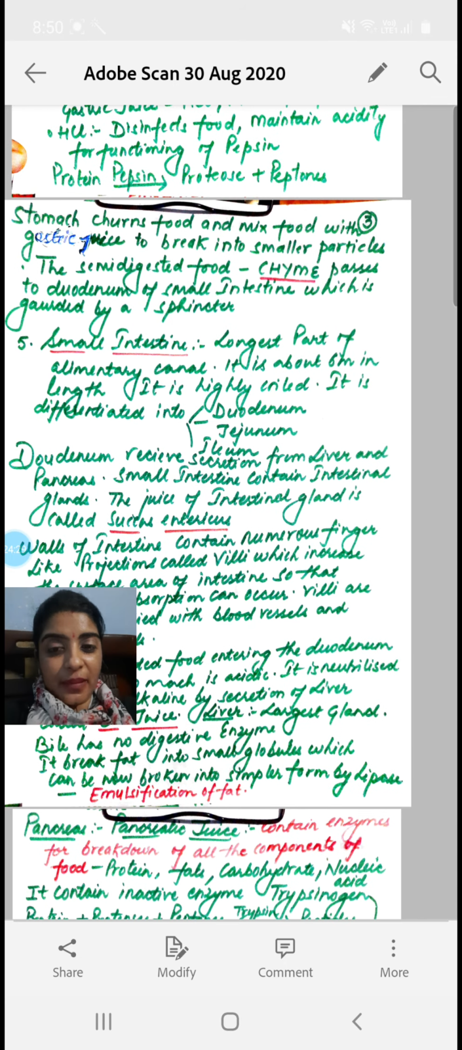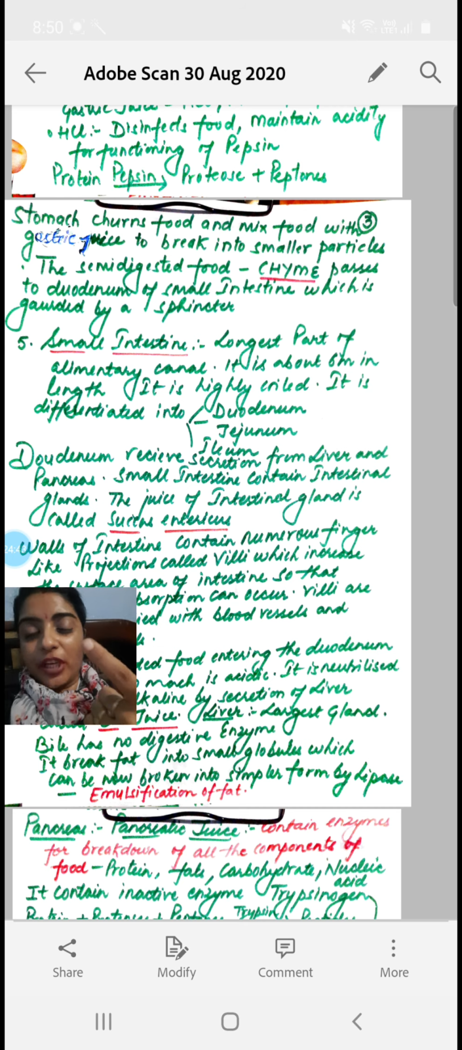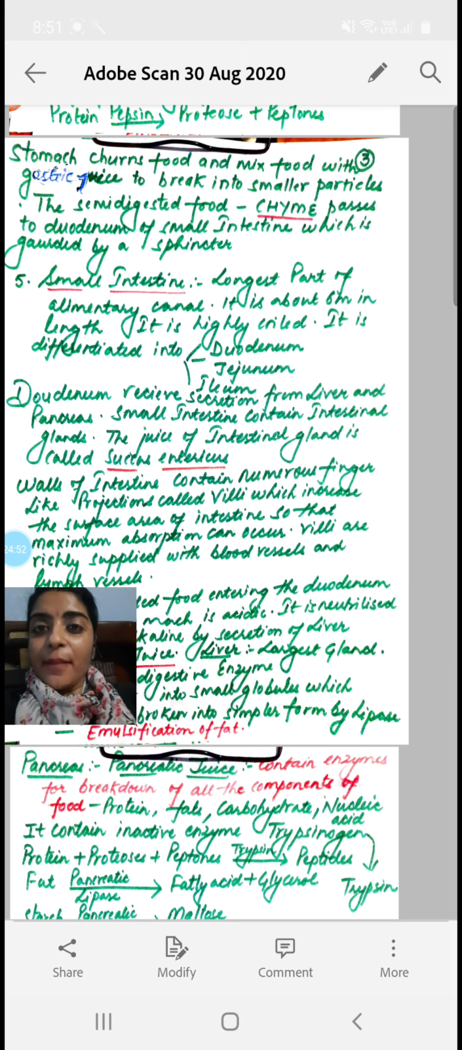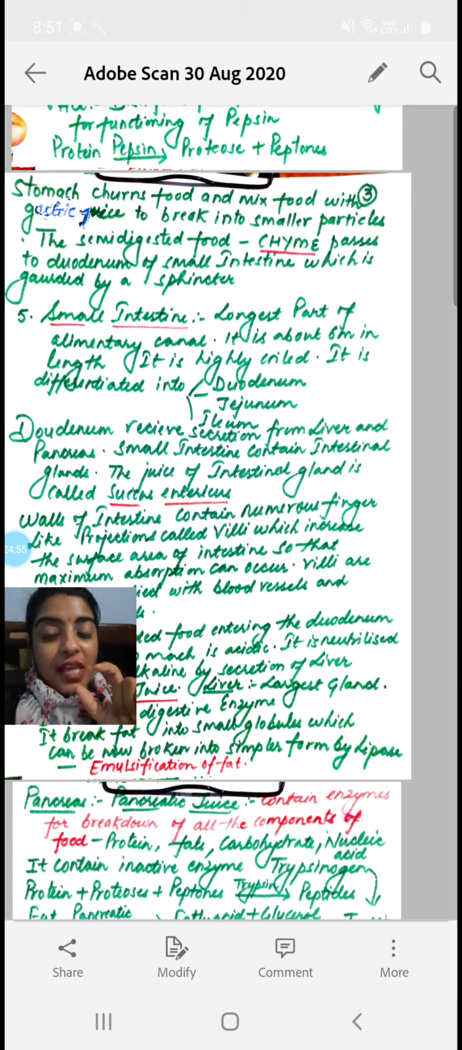The pepsin enzyme is firstly present in the inactive form. Okay, in the inactive form it is called pepsinogen. So as soon as pepsinogen comes in contact with HCl, it becomes active. First it is inactive in the form of pepsinogen, and as soon as it comes in contact with HCl, pepsinogen is converted into pepsin. Now this pepsin, this active enzyme, is helpful in the digestion of proteins. Okay, so protein in the presence of pepsin is converted into simpler forms, that is proteose and peptones.